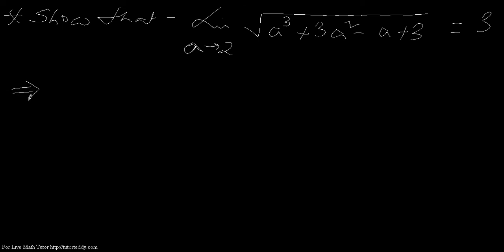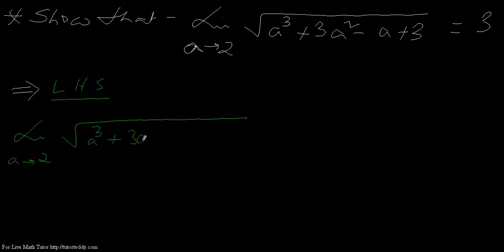Okay, so we start with the left hand side and we will solve it and show whether it comes out equal to the right hand side. So my left hand side, LHS, is the limit a tends to 2 of the square root of a cube plus 3a square minus a plus 3.